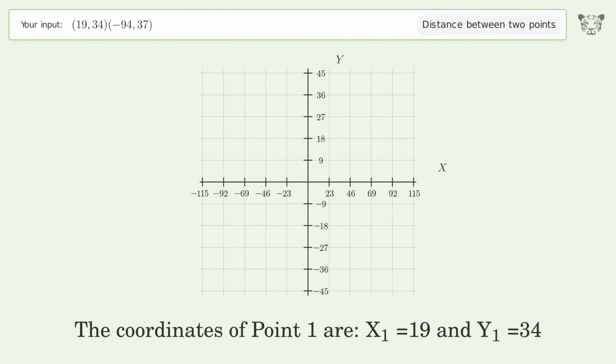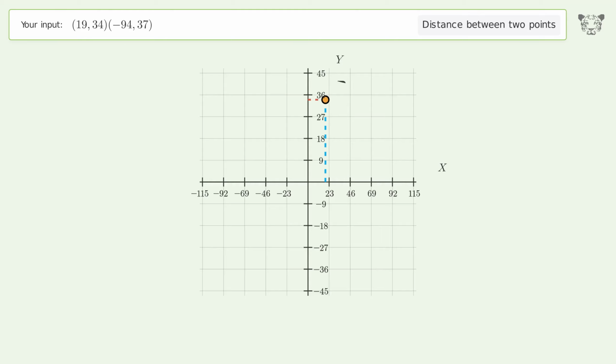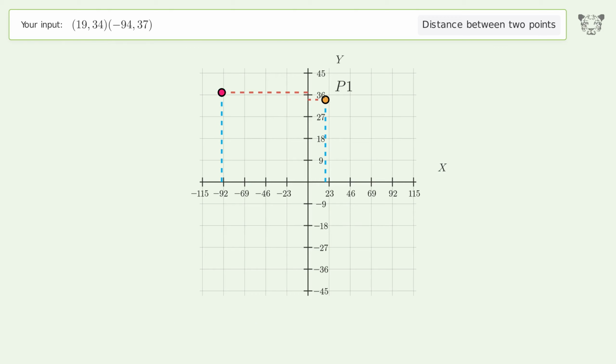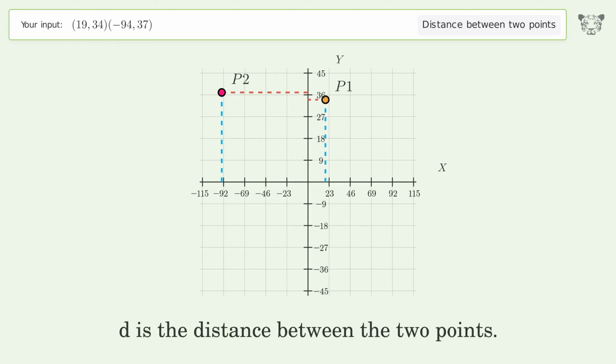The coordinates of point 1 are x1 equals 19 and y1 equals 34. The coordinates of point 2 are x2 equals negative 94 and y2 equals 37. D is the distance between the 2 points.